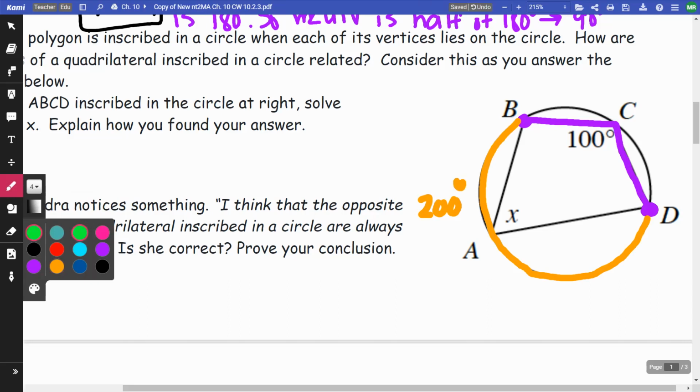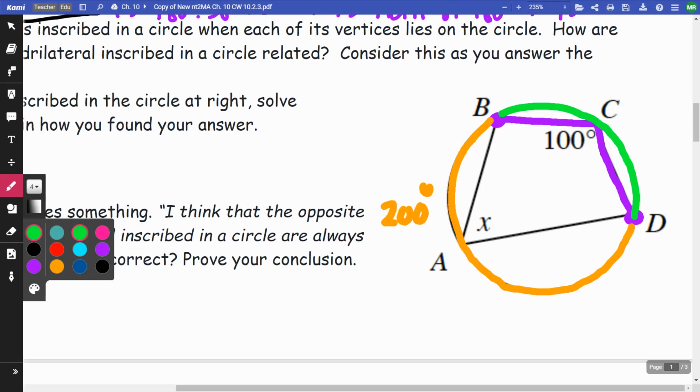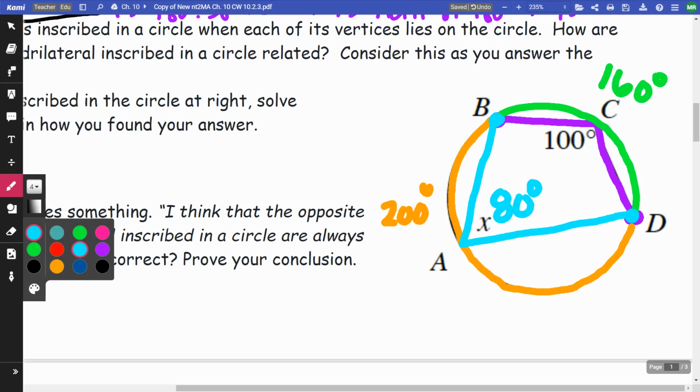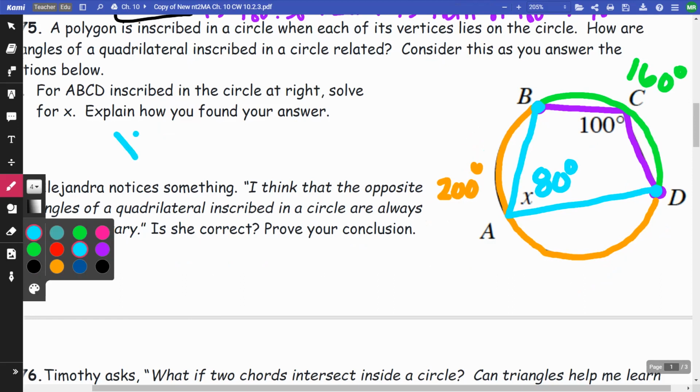Now, if that's 200 degrees, that means this arc is going to have a measure of the rest of 360 degrees, which is going to be 160 degrees. Now, if that is 160 degrees, this angle here, BAD, that forms that intercepted arc of 160 is going to be half of that, which means it is going to be 80 degrees. So X is equal to 80 degrees.